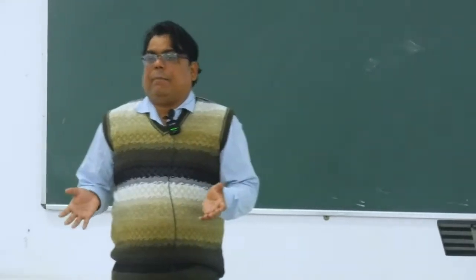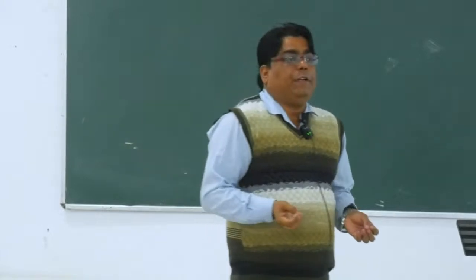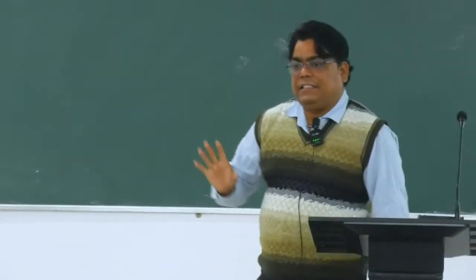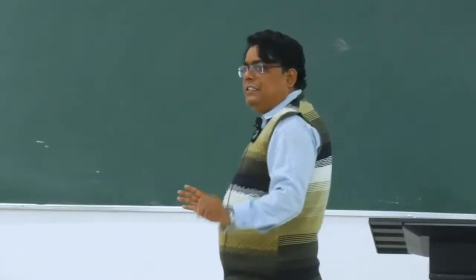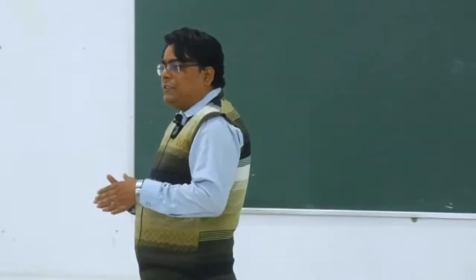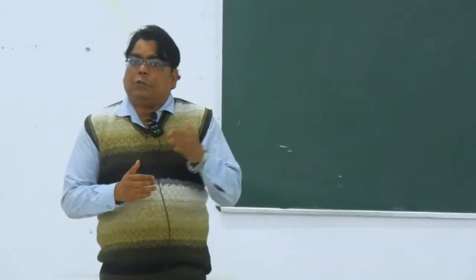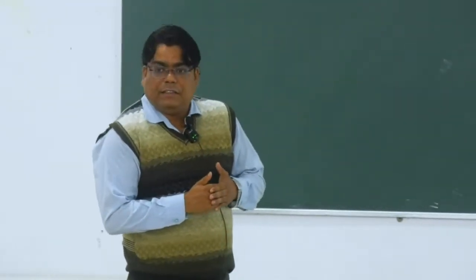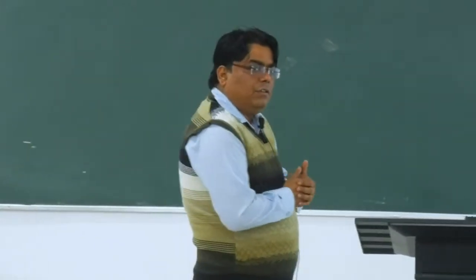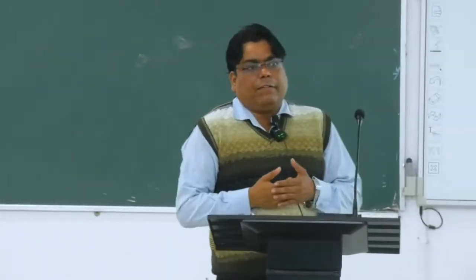Sulfur containing amino acids, which are what? Methionine, cysteine and cystine. How is cystine formed? By two molecules of cysteine. So let me discuss one by one all these metabolisms in detail.